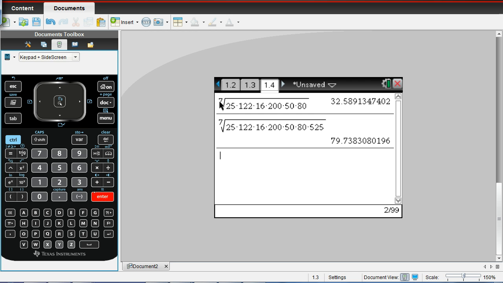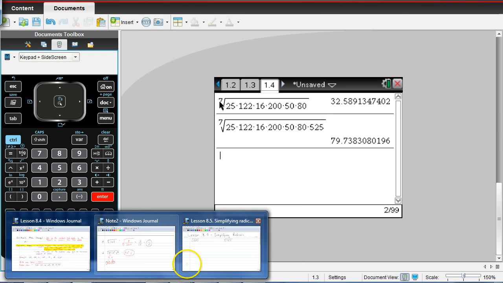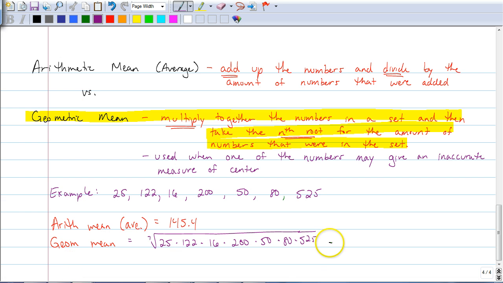So our geometric mean is the second number here, that's the right one, is 79.7, or we can round it up to 80. That is your answer. So 79.7 or 80. You notice that the arithmetic mean is almost twice as much as your geometric mean. So you can see that the arithmetic mean would be a very poor measure of center.